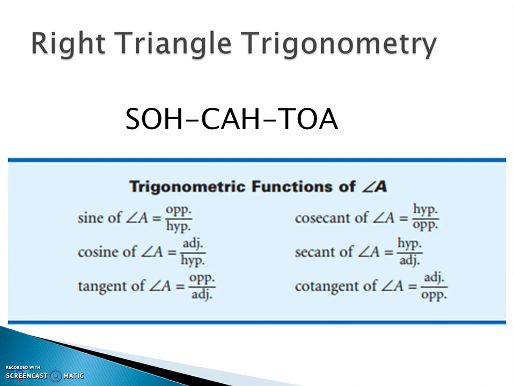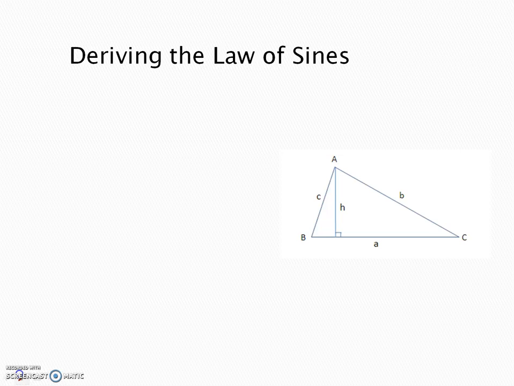First, let's review our trigonometric ratios. SOHCAHTOA is a mnemonic device that helps us remember our trig ratios. Sine equals opposite over hypotenuse, cosine equals adjacent over hypotenuse, tangent equals opposite over adjacent. Since the trig ratios we have learned use hypotenuse, we can only use them for right triangles because the hypotenuse is defined as the longest side of a right triangle opposite the right angle. We can use our right triangle trigonometry to help us derive the law of sines.